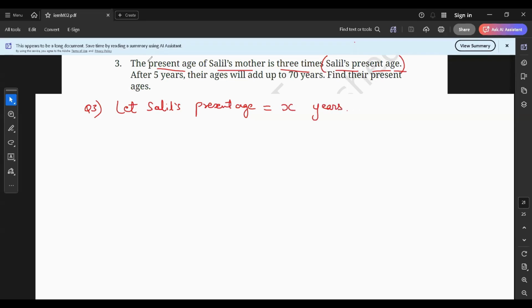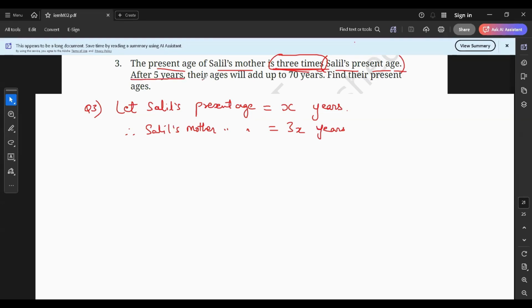Read the sentence again. The present age of Salil's mother. Mother is how many times? 3 times. Mother is 3 times. So therefore, Salil's mother's present age. They have told 3 times. If it is 3 times, then I will write 3x. We will multiply 3 with x because it is written 3 times.